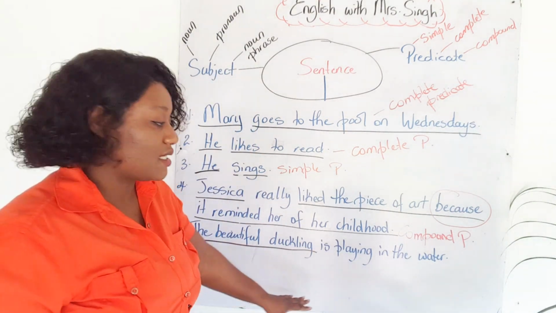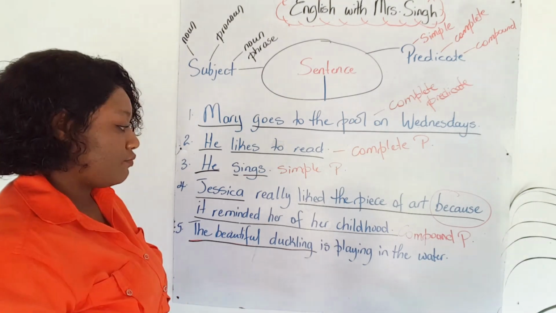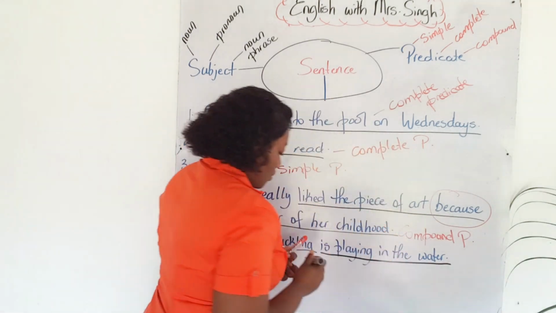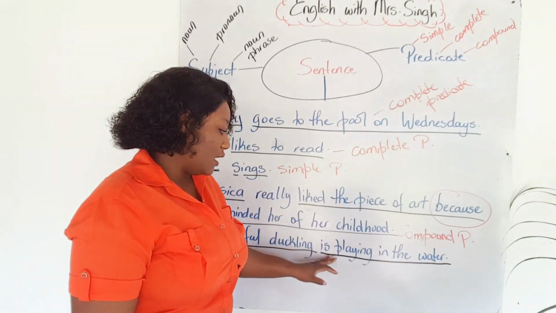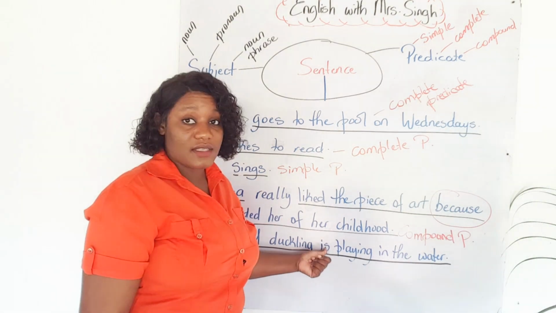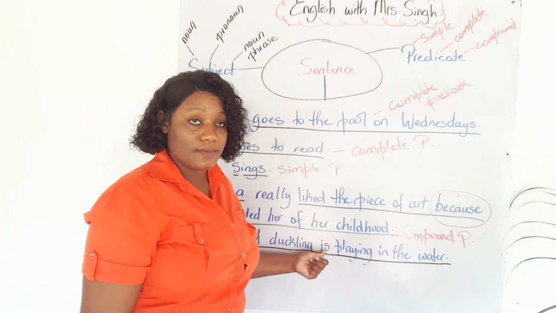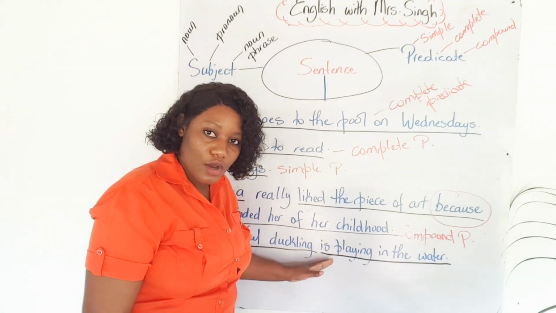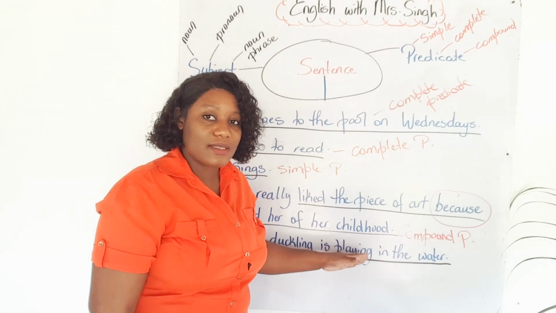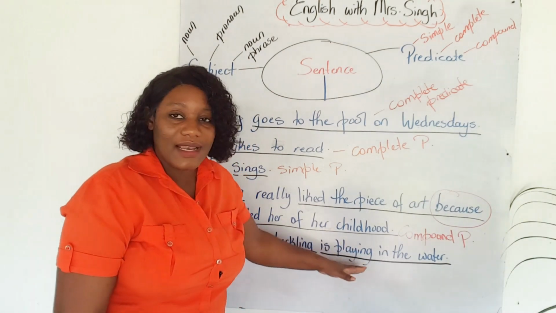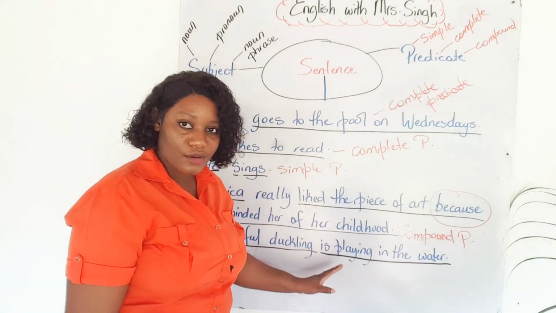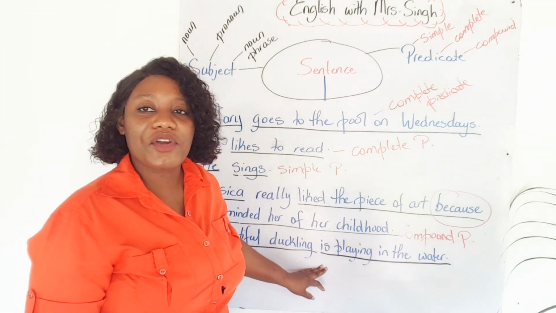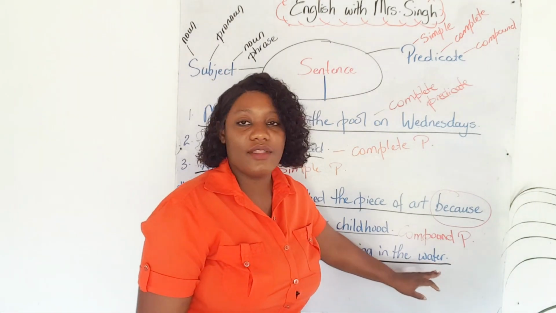Now, what part of this sentence is our predicate? The part that is our predicate is playing in the water. Now, look at this sentence carefully. Is a verb. But what type of verb is it? It's an auxiliary verb. It's doing what? It is helping out the action verb, which is playing. So, is playing is our entire verb here. So, all of this here is our predicate. Is playing in the water.